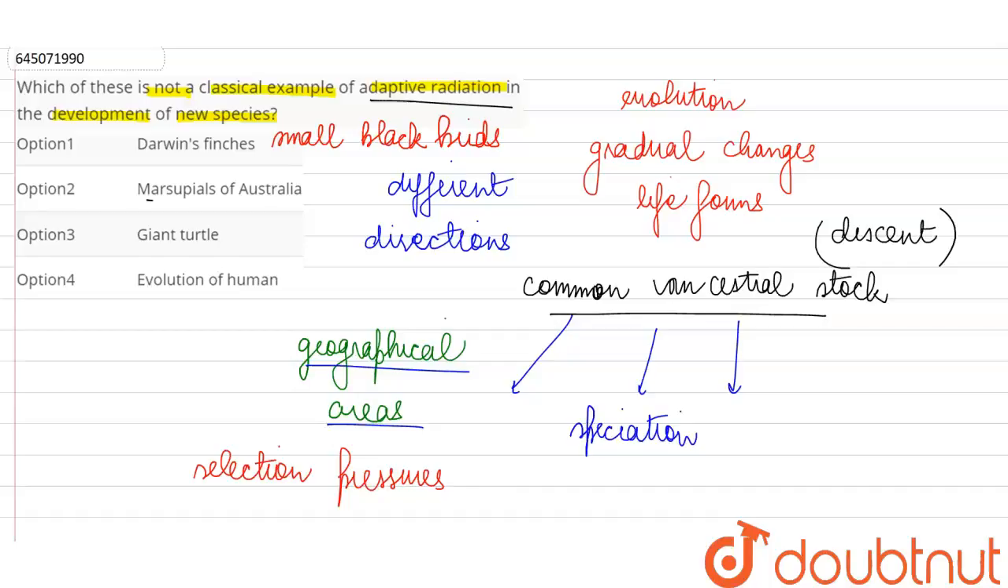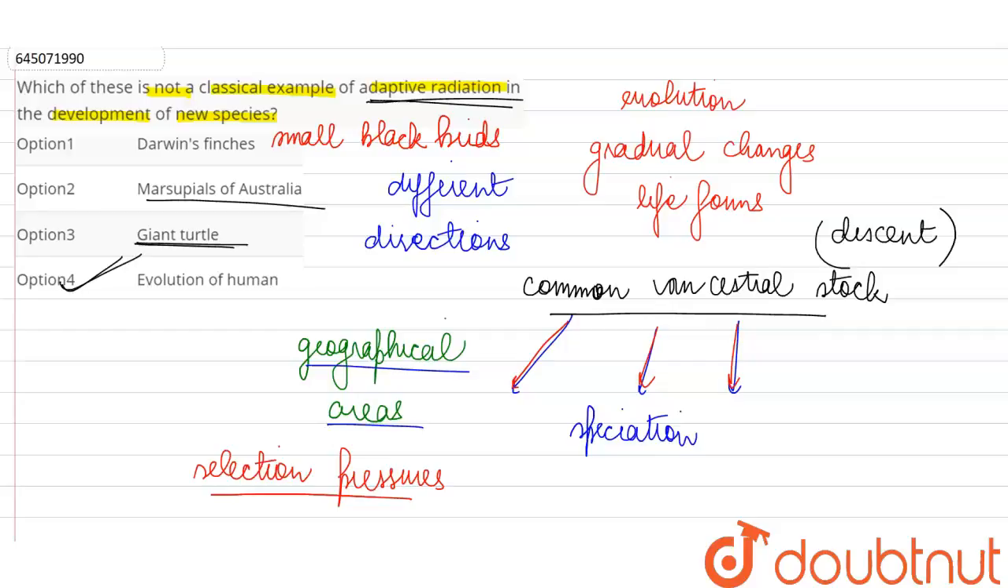Then marsupials of Australia are also an example of such an evolutionary process, such adaptive radiation. They all are believed to have arisen from a common ancestor, but when they faced different selection pressures, such a large variety of different species of marsupials was able to evolve. A similar process was seen in the case of the giant turtle also.